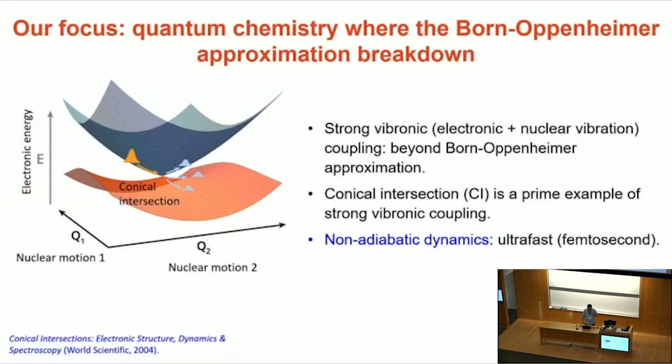In the figure there, I'm putting a very simple example of a strong vibronic coupling system where we have two potential energy surfaces. They represent the two molecular electronic levels, plotted as a function of Q1 and Q2, nuclear motion 1 and nuclear motion 2. When these two potential energy surfaces intersect, that point is called a conical intersection. Things become super interesting at the conical intersection, because it serves as a funnel, essentially allowing a wave packet to tunnel between these two potential energy surfaces very, very fast.